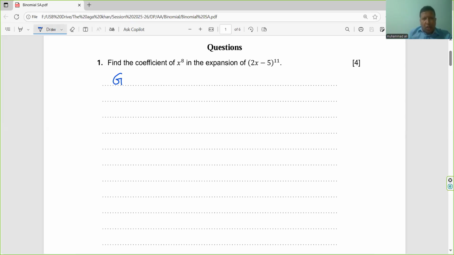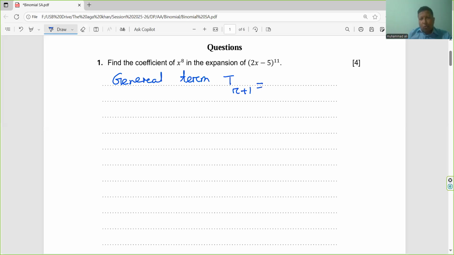We know that the general term T(R plus 1) equals nCR. If we consider this formula for (A plus B) to the power N, the formula is nCR A to the power N minus R, B to the power R. We have to consider here A equals 2x and B equals minus 5. So in nCR, N is here 11.